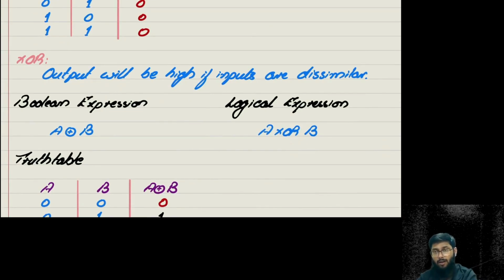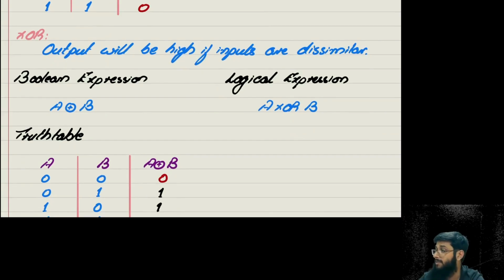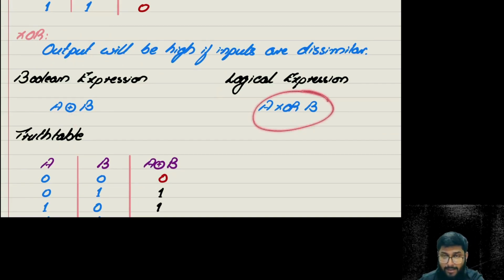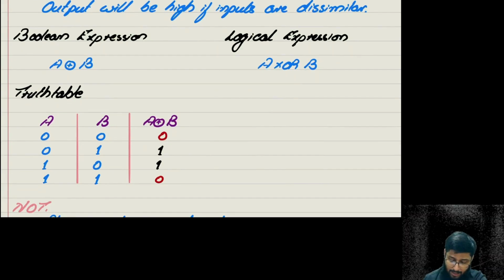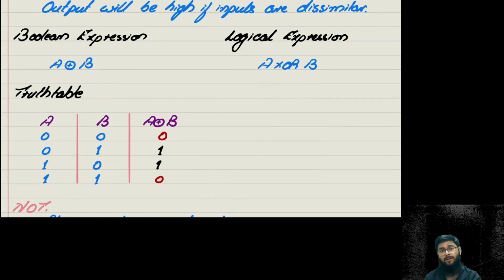Okay, so now how are they working? First of all, with the Boolean expression, we represent an XOR gate with a plus symbol and a circle over it, and for the logical expression we write the name of the gate. Now for the truth table, 0 0, both of the inputs are similar, so we will be getting 0 as an answer. 0 1, one is 0 and one is 1, so we will be getting 1 as an answer. Now the first one is 1 and the other one is 0, so again they are dissimilar, so we will be getting 1 as an answer. Both of them are 1, that means they are similar, so we will be getting 0 as an answer.